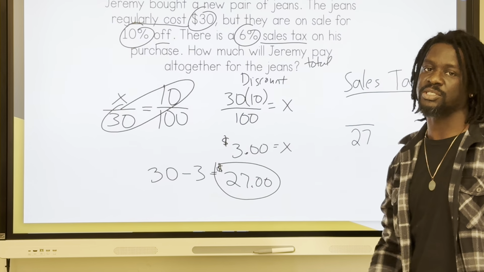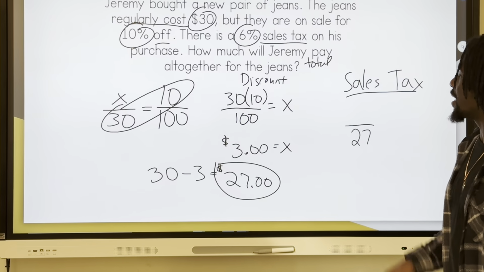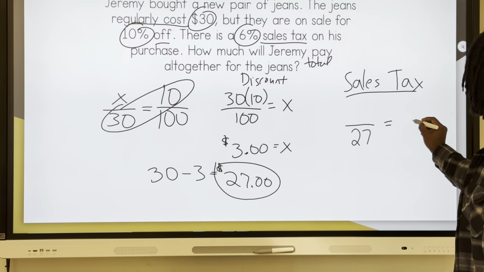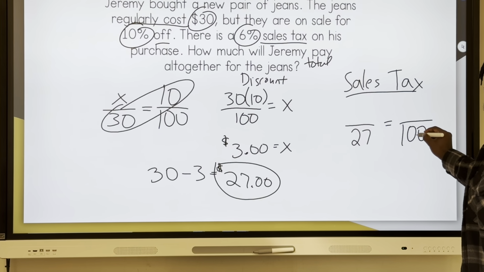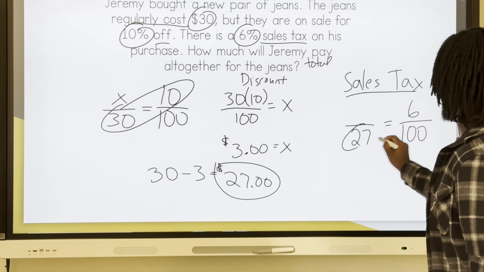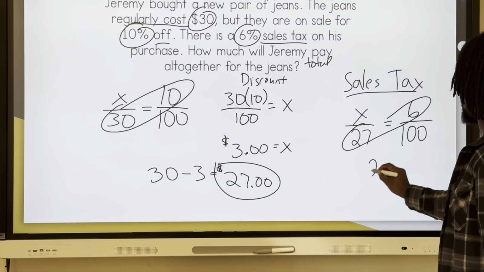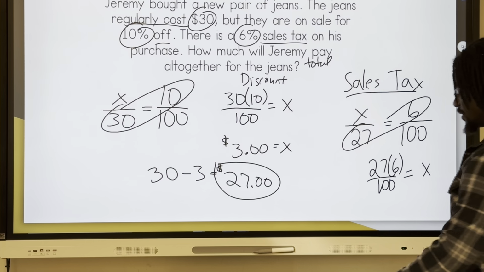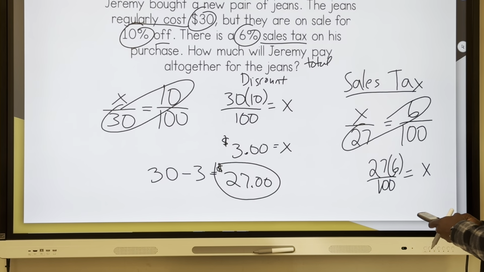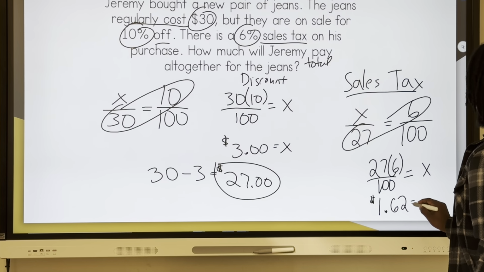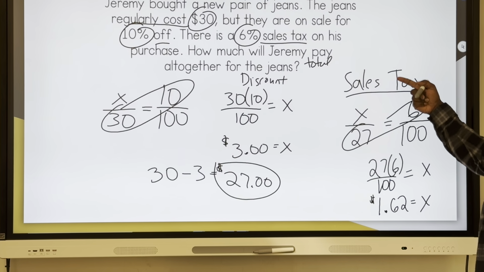Okay, so when you have a percentage off, you should use the discounted amount as the original. And so the sales tax is going to be 6%. So 6% of the 27, I'm going to cross multiply and divide by 100. And this is going to give us the amount of the sales tax. So I'm doing 27 times 6 divided by 100, and that is going to give us $1.62. And again, this is the amount of the sales tax.